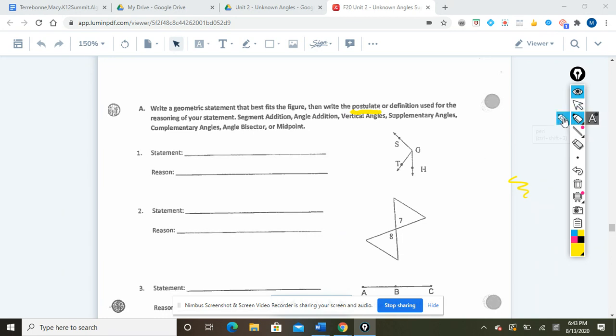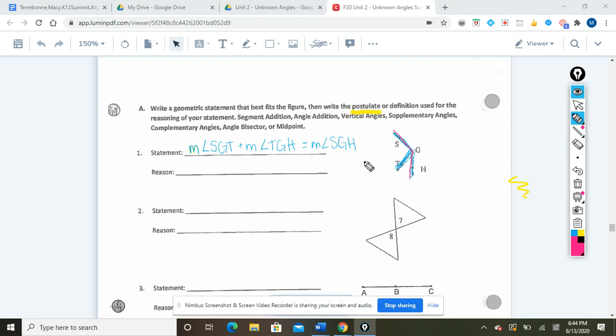What they want us to say is that the measure of angle SGT, that would be this, plus the measure of angle TGH, that would be this, should equal the measure of angle SGH, which is the big angle.